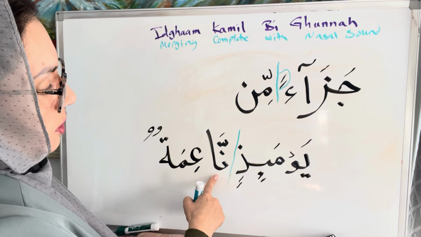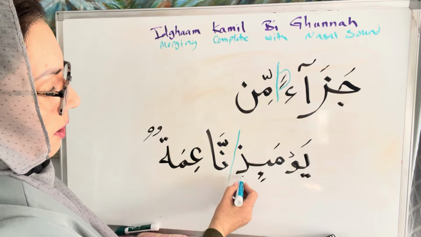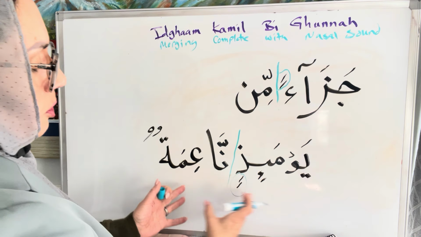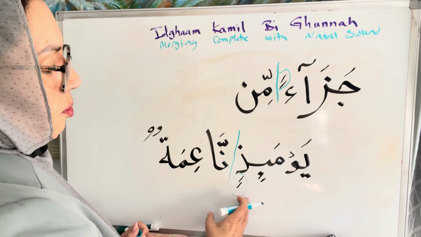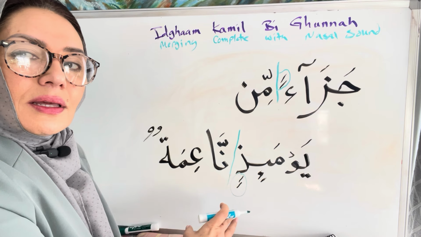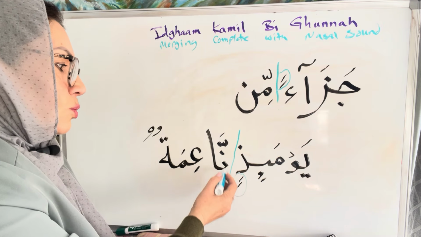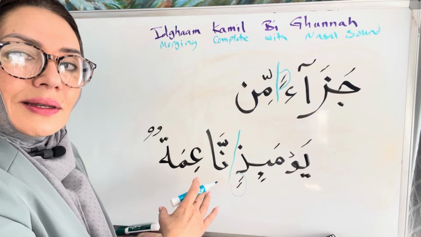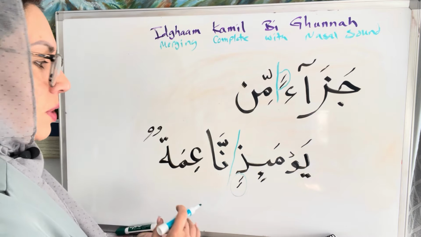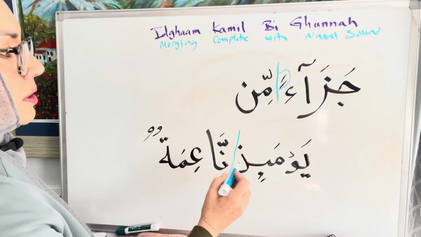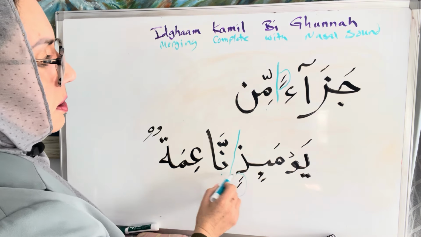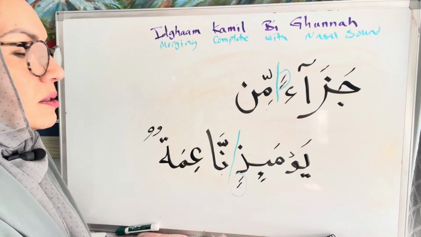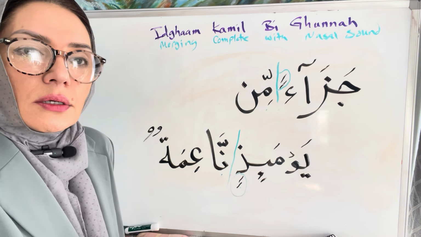In this case, we have the noon mushaddada, and then the same thing, we have the tanween kasratain. This is tanween fathatain. Now we're going to merge this together and read it as yawma idin. See, idin. Now you merge this with this noon mushaddada. Yawma idin na'ima. Yawma idin na'ima. Okay, so this would be the rule for this. We have the mim mushaddada, we have the noon mushaddada, and before there's tanween, and this is how we merge it. It's a complete merging, and the nasal sound comes out.